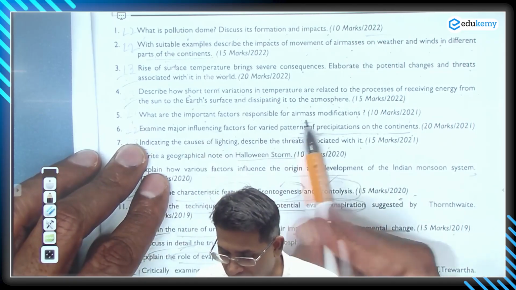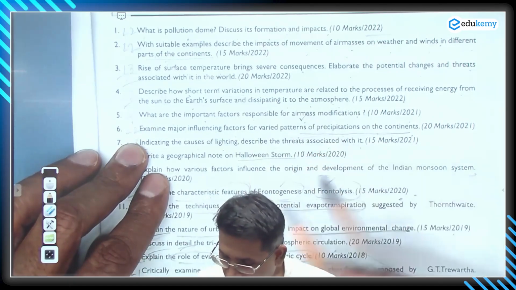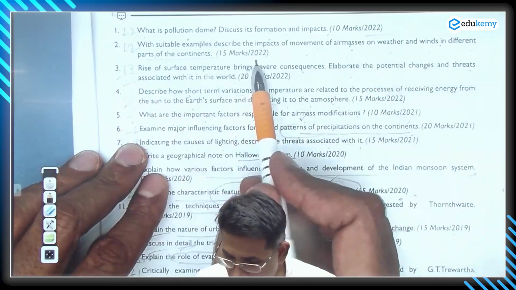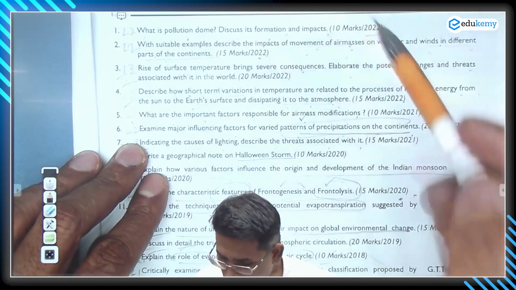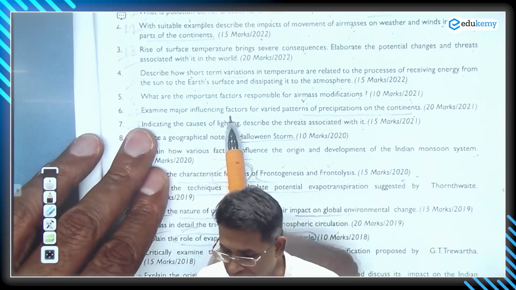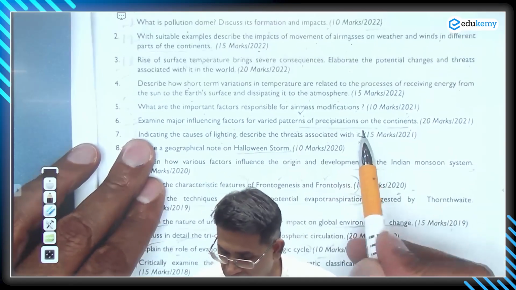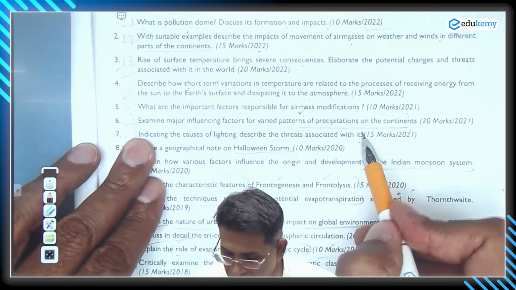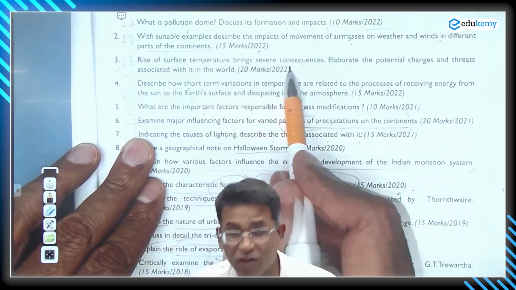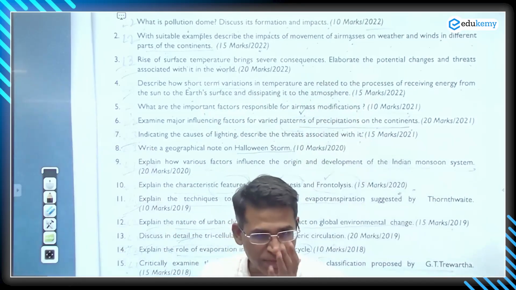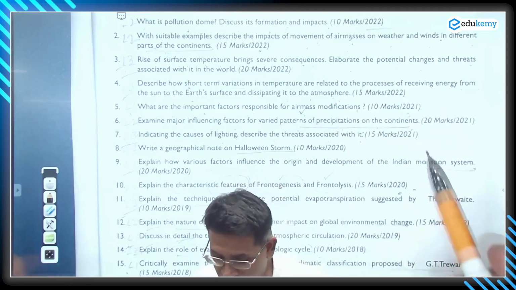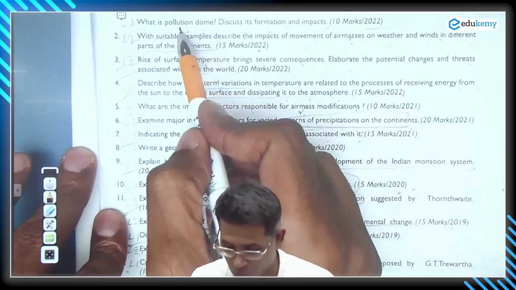Factors for air mass. So air mass यहाँ पर भी है, आपका air mass यहाँ पर भी पूछा, okay. 2022 में air mass था, and 21 में भी air mass है, okay. Then major factors for precipitation variations. Precipitation यहाँ पर भी है, precipitation इधर भी है. Rise of temperature and severe consequences. So rainfall, precipitation, okay, questions related to your air masses, pollution dome, okay.